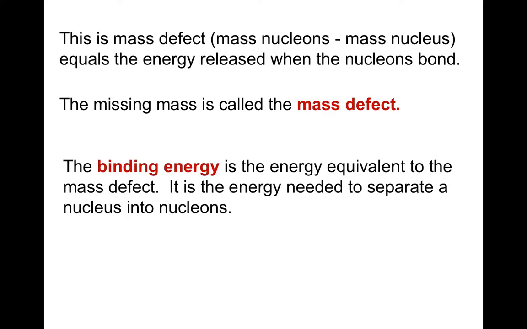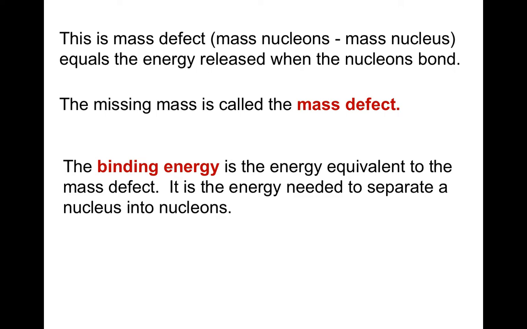We call this the mass defect. Right? So this is mass defect, the mass of the nucleons minus the mass of the nucleus. So the nucleons are the number of neutrons and protons, their mass added together. But then the mass of the actual nucleus itself is different than that. And so you have essentially missing mass there. And that missing mass equals the energy required to bond those nucleons, right? So to bind the nucleus together requires energy.